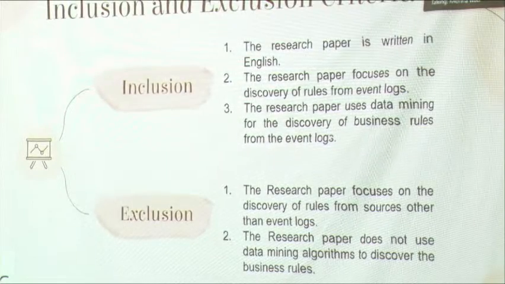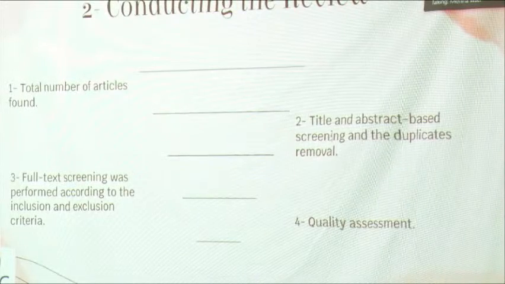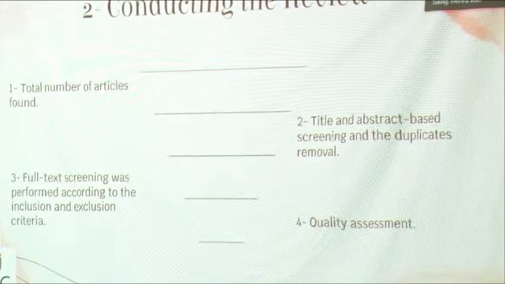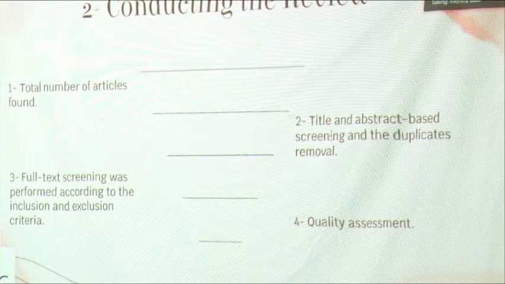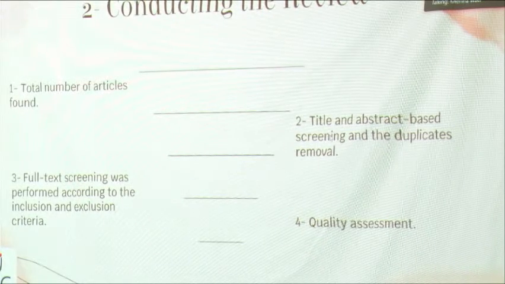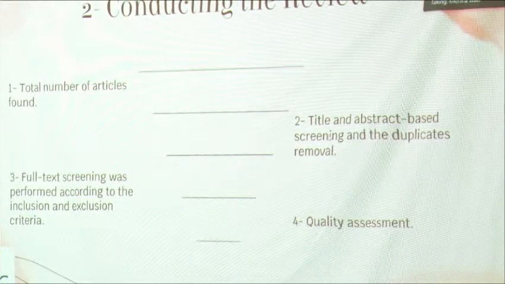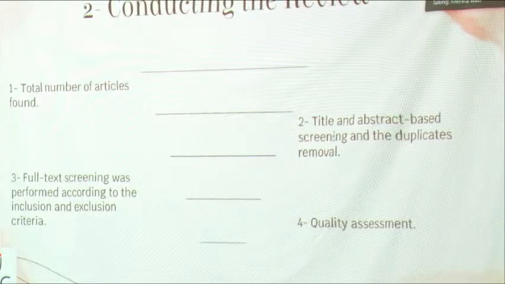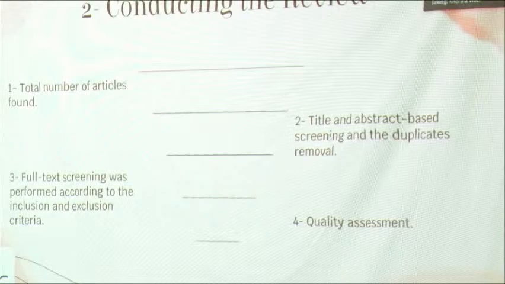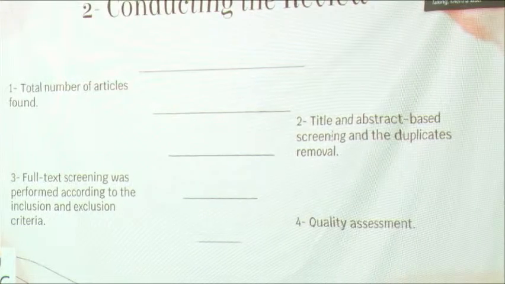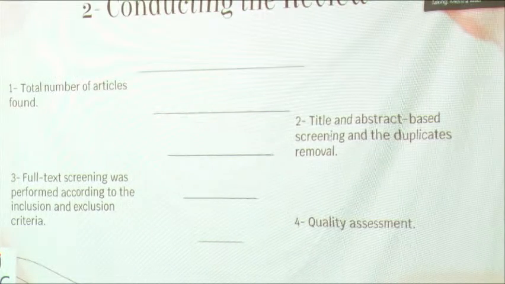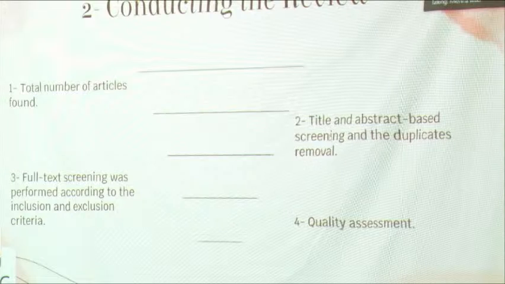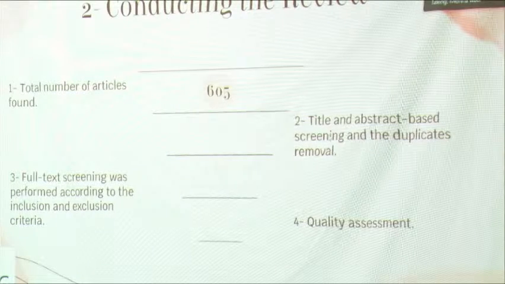Moving to the next step of the review process, which is conducting the review. A manual search for conference proceedings and journal papers was performed from the three selected databases with the identified search queries, and to preserve the ability to find as many articles as possible, the review was not limited to a specific time period. Accordingly, the total number of articles found at first was 605.